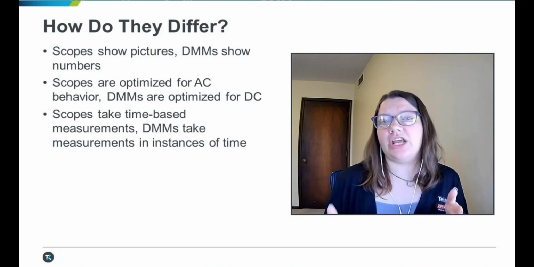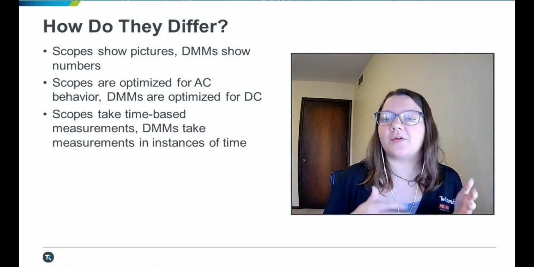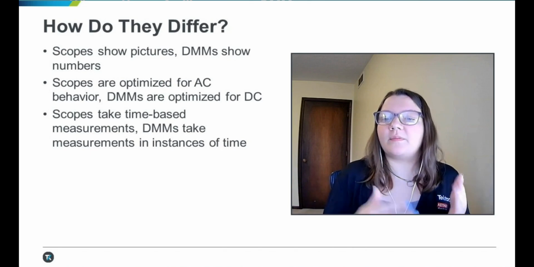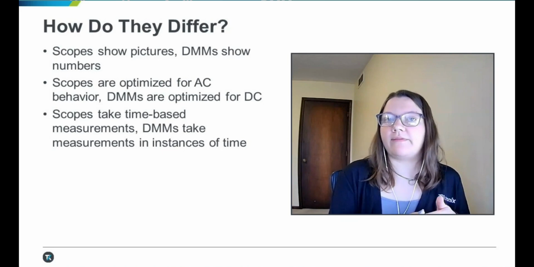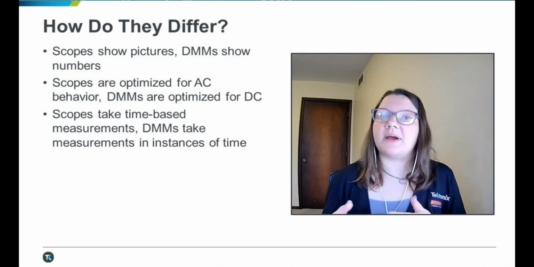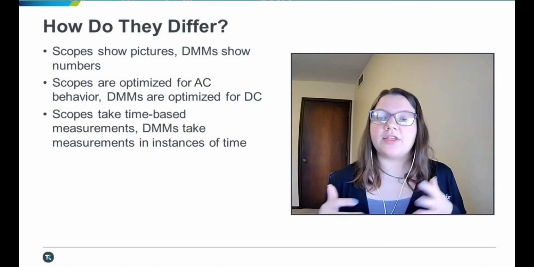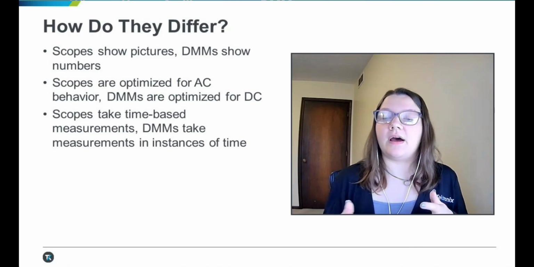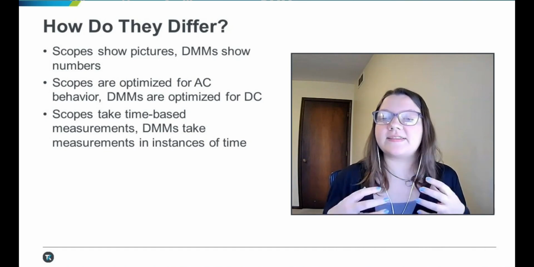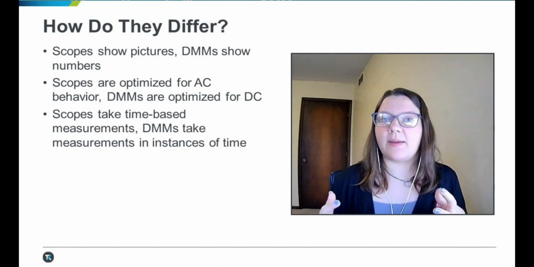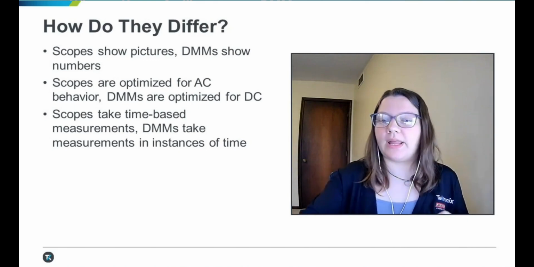Because of this differentiation, scopes are optimized for AC behavior. Their hardware is built to operate at much higher frequencies and to make measurements on much more complex waveforms than DMMs, which are optimized for single DC measurements. The trade-off here is that DC measurements are more accurate on DMMs than scopes, and I'll explain that more later. So let's look at some application examples so that we can see how to apply this.